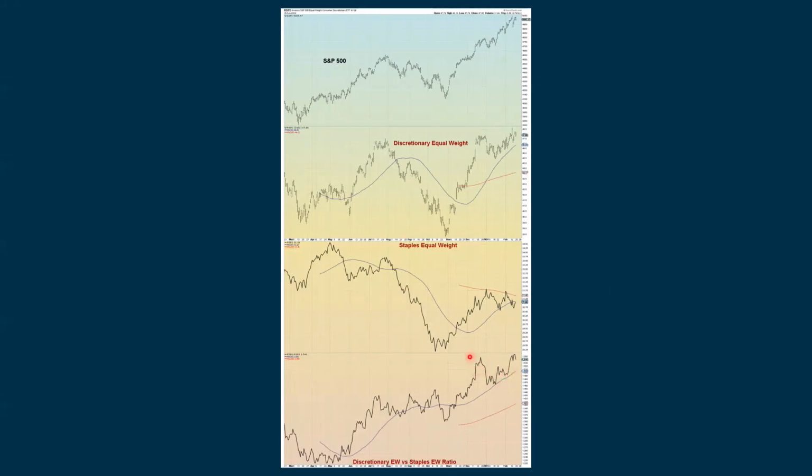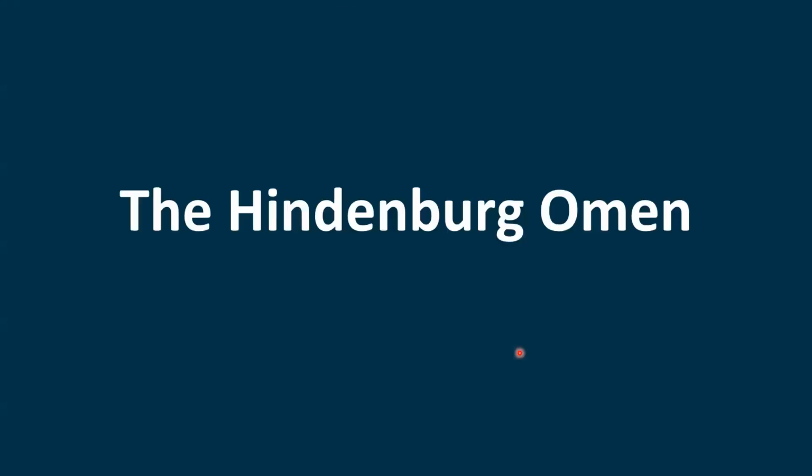And we're also seeing a little bit of an improvement here when we compare discretionary to staples. We had been seeing a negative divergence. We started to break out, even though we're seeing some weakness right now. If this can keep going up, that would be more positive for the market.